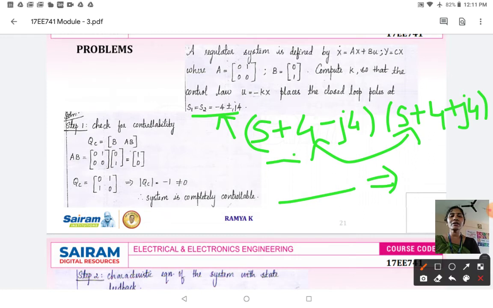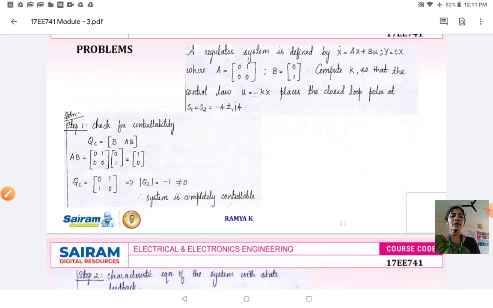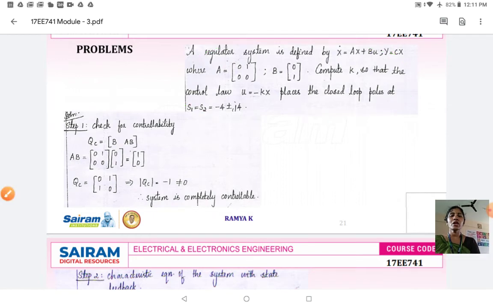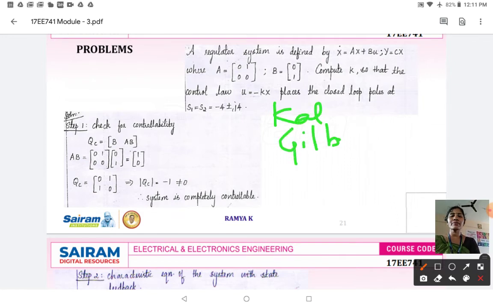Then I will compare this desired characteristic equation with the characteristic polynomial equation to obtain the values of alpha 1, alpha 2 and alpha 3. Before doing so, first I need to check whether the complete system is controllable or not. To check for controllability, I need to use any one of the methods like Kalman's test or Gilbert's test. Since Kalman's test is simple, I am going to use Kalman's test to find the controllability of the system.